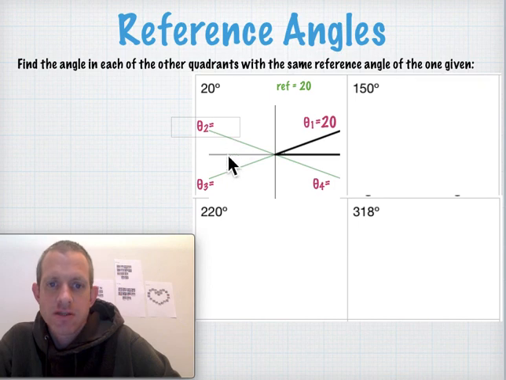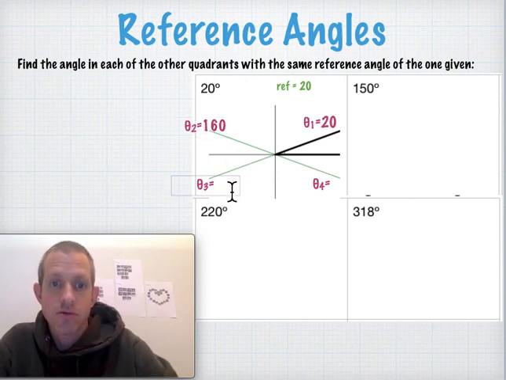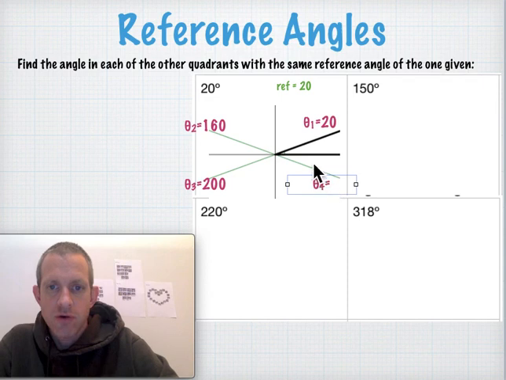So this is 20 degrees short of 180, and so 180 minus 20 would be 160 degrees. Down here, this is 20 degrees more than 180, and so 180 plus 20 is 200. And in quadrant 4, the reference angle is 20. That means this green angle is 20 short of a full circle, 360. So 360 minus 20 would be 340 degrees.